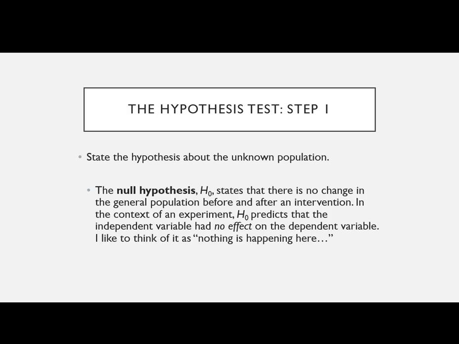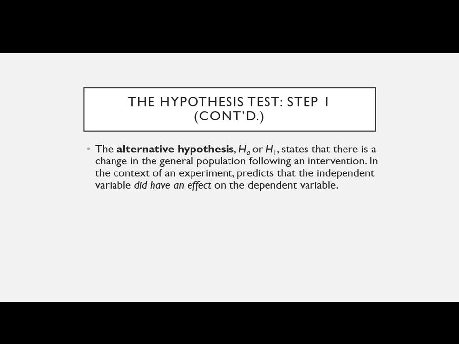Okay, so step 1, state the hypothesis about the unknown population. The null hypothesis, H sub 0 or H naught, states that there is no change in the general population before and after an intervention. In the context of an experiment, the null predicts that the independent variable had no effect on the dependent variable. I like to think of it as nothing's happening here. The alternative hypothesis, or the alternate hypothesis, H sub A or H sub 1, you'll see it in different ways in different books, states that there is a change in the general population following an intervention.